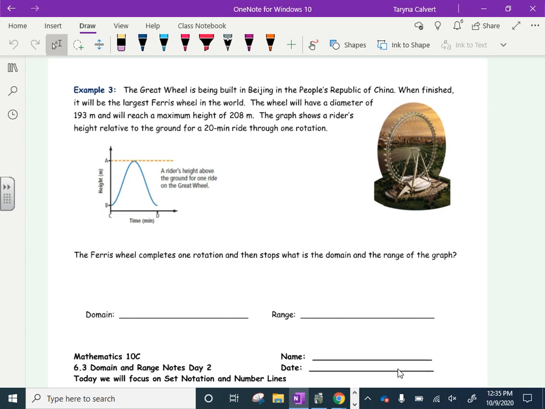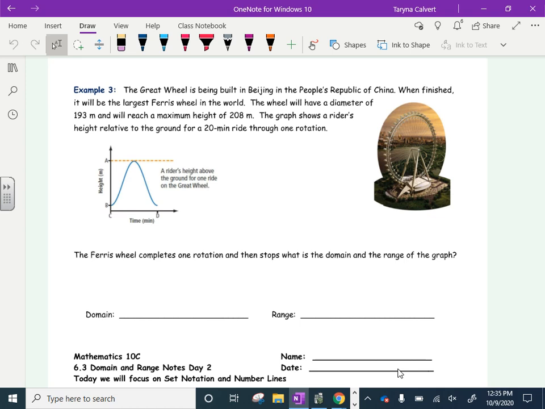So this one would be an application of domain and range. For example, here it says the Great Wheel is being built in Beijing in the People's Republic of China. When finished, it will be the largest Ferris wheel in the world. The wheel will have a diameter of 193 meters and will reach a maximum height of 208 meters. The graph shows a rider's height relative to the ground for a 20-minute ride through one rotation. So the Ferris wheel completes one rotation, then stops. What is the domain and range of the graph?